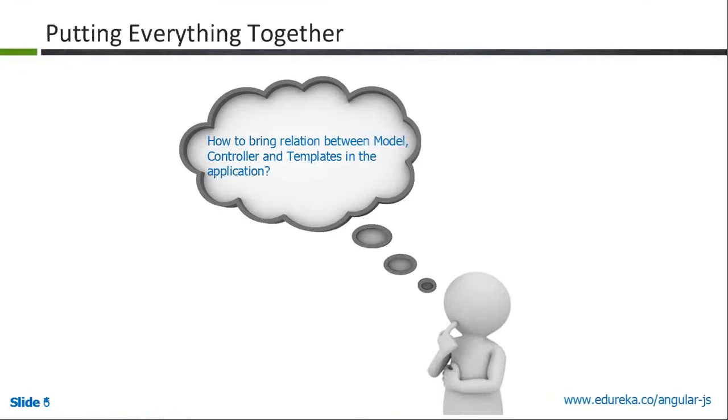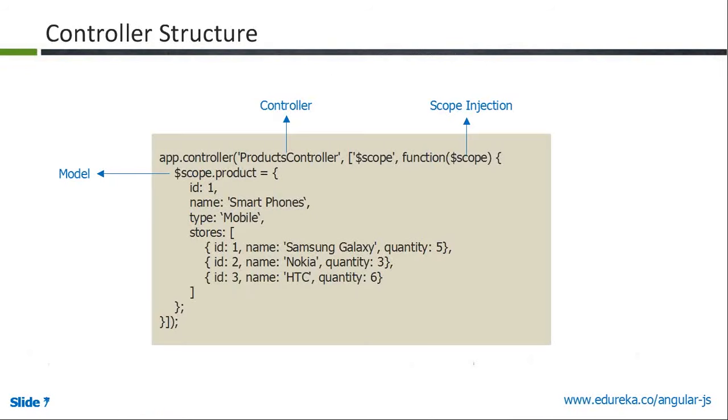Again, let's go back to the slide. Next one. So how to bring the relation between the model, controller and template in the application. We are just making the changes in the model. Automatically it updates the template, and when the template changes, it updates the model. How does it all happen?